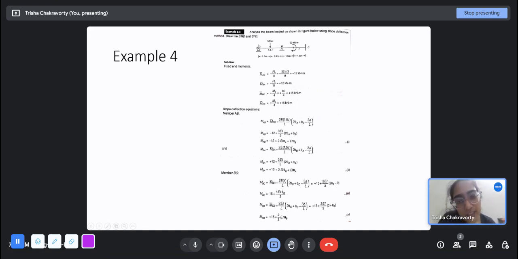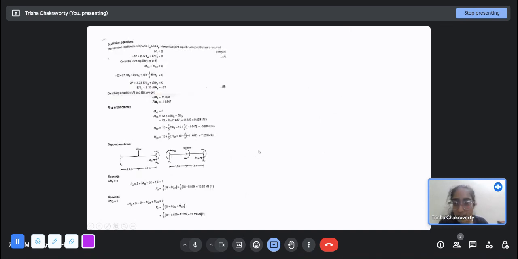At A, there is only one moment, MAB, but since A is a roller support that does not provide any reaction moment, MAB by default has to be 0. This MAB that we have obtained here has to be 0. And at B, MBA plus MBC have to be 0. So MAB equal to 0.